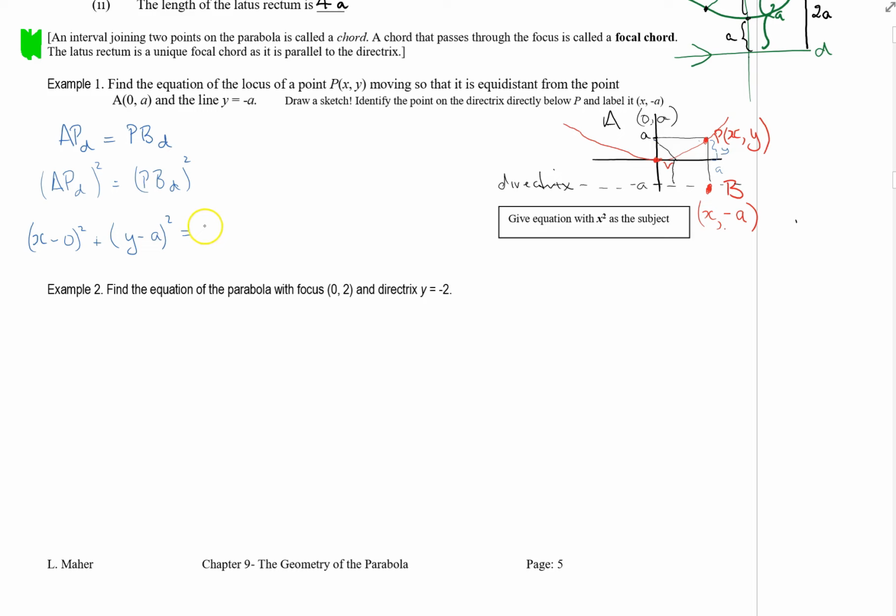So its distance will be x minus x, obviously there's nothing, plus y minus a is y plus a, all in the bracket squared. Now, I might just pause the video and expand that out and then come back and talk about it.